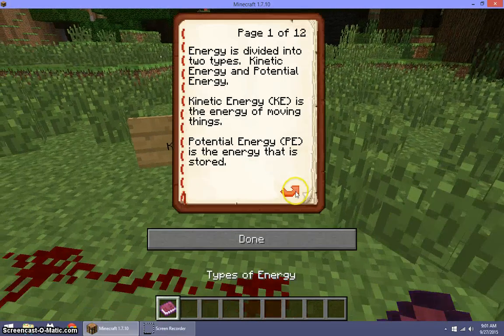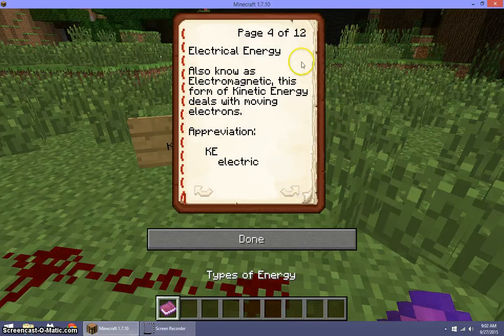This brings us to the second type, electric. I think I saw that in the book too. Let's look at that. It says electrical energy, also known as electromagnetic. This form of kinetic energy deals with moving electrons.